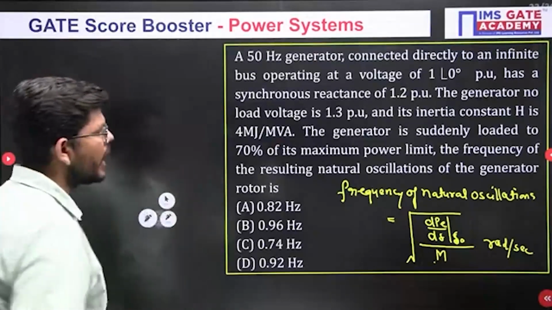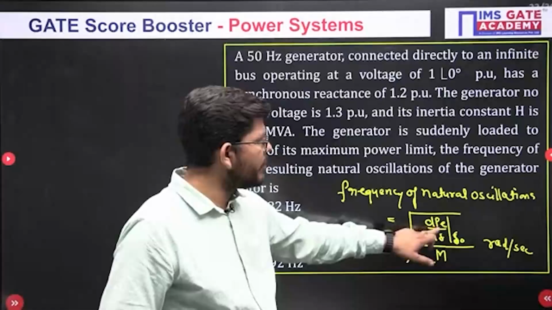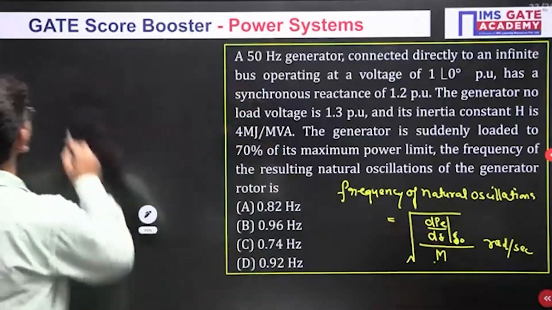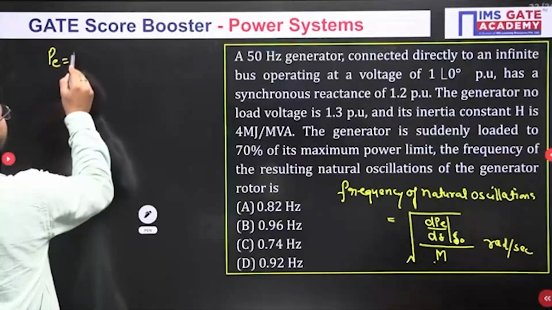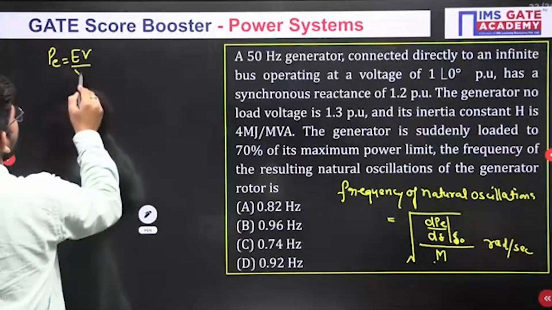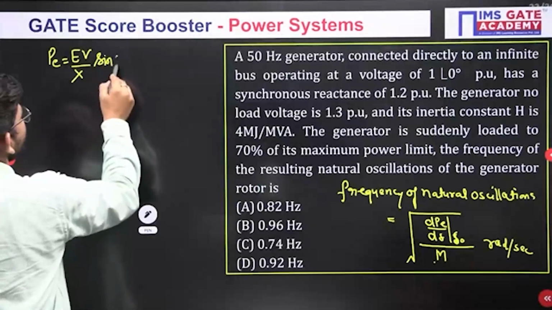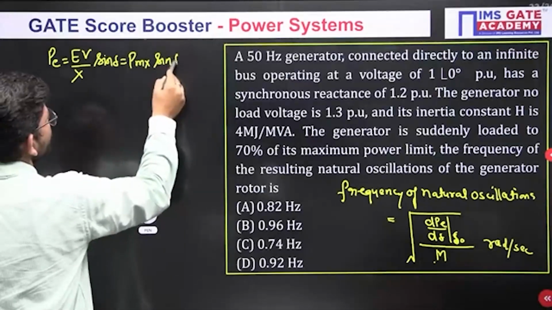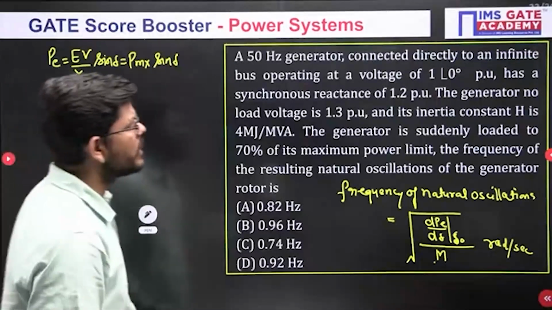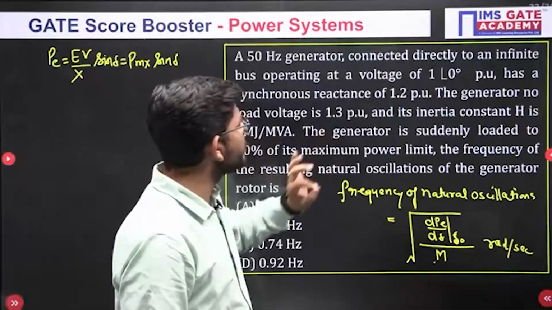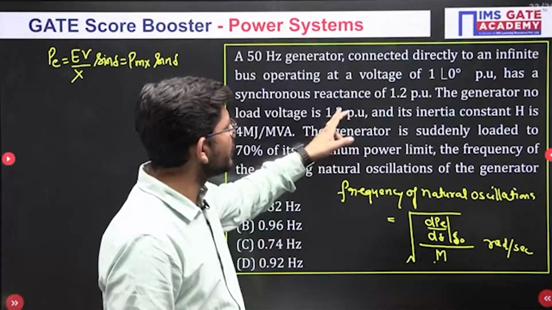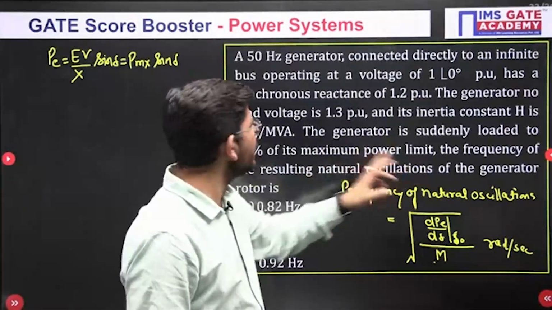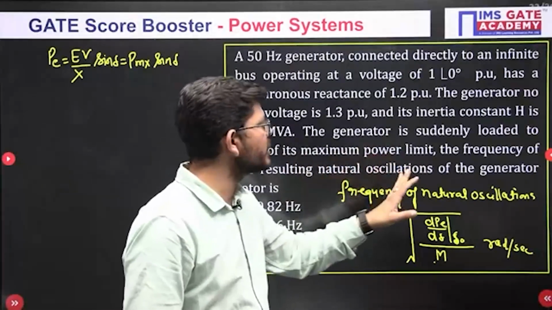Okay. So as you know that you require the value of dP upon d del. Now let me ask you what is PE. So PE is basically EV over X sine of del, or we can write it P max sine of del. Now just read what is given to us. The generator no load voltage is 1.3. Bus voltage is 1.2. Inertia constant is given. The generator is suddenly loaded to 70% of its maximum power limit.